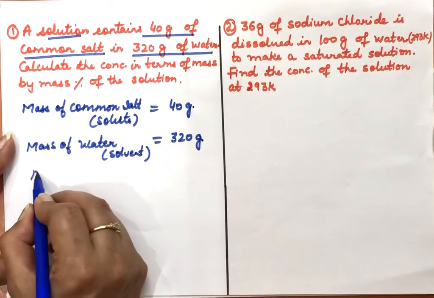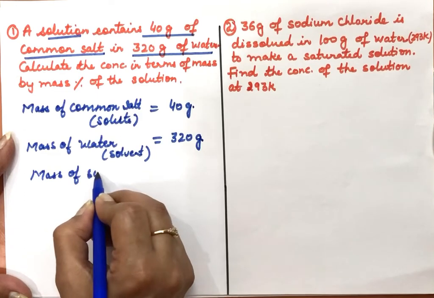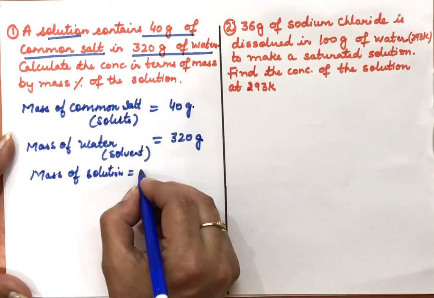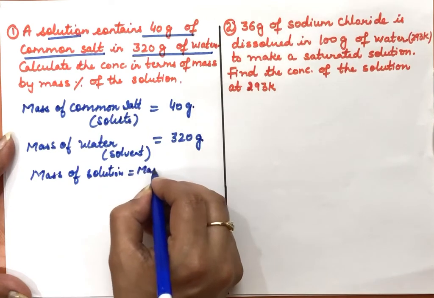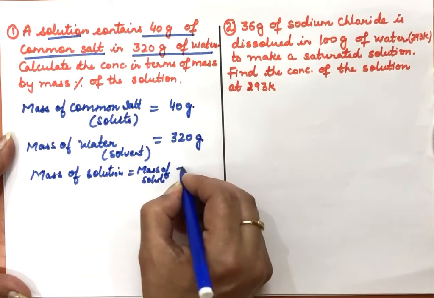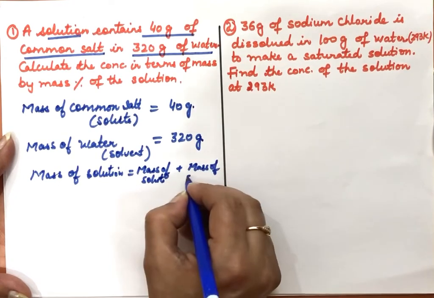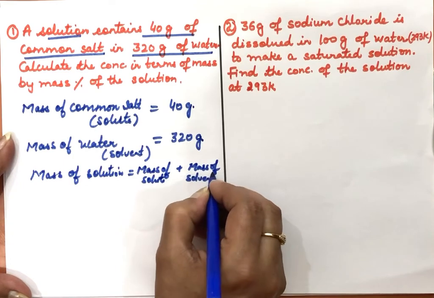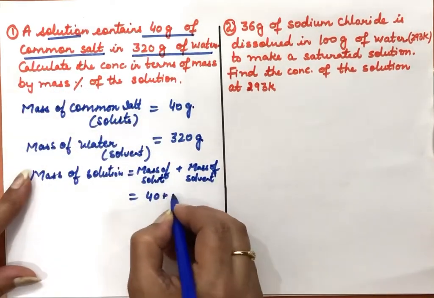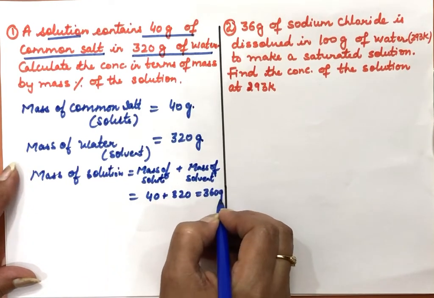And what is the mass of solution? Because in case of concentration we need the mass of solution also. Mass of solution is equal to mass of solute plus mass of solvent. This is 40 solute and solvent is 320. So mass of solution is 360 grams.